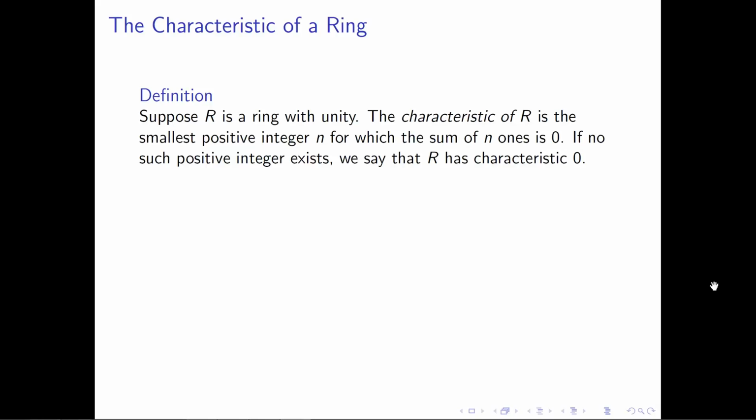The last thing that I want to introduce now in this chapter on integral domains and fields is actually something that relates all the way back to rings. And that's the characteristic of a ring. So let's suppose that R is a ring with unity.